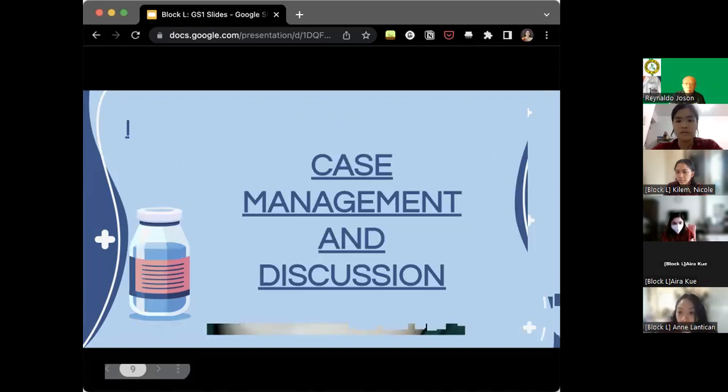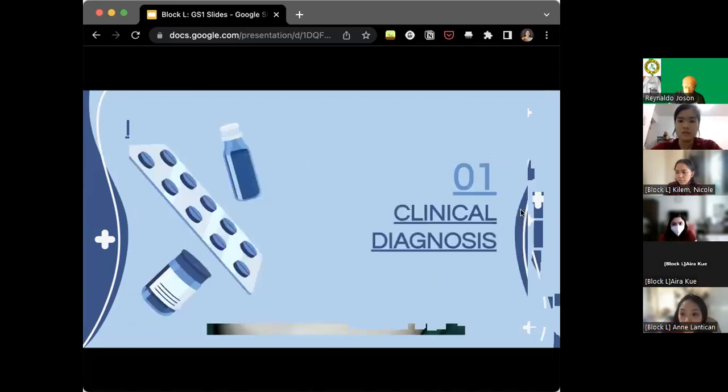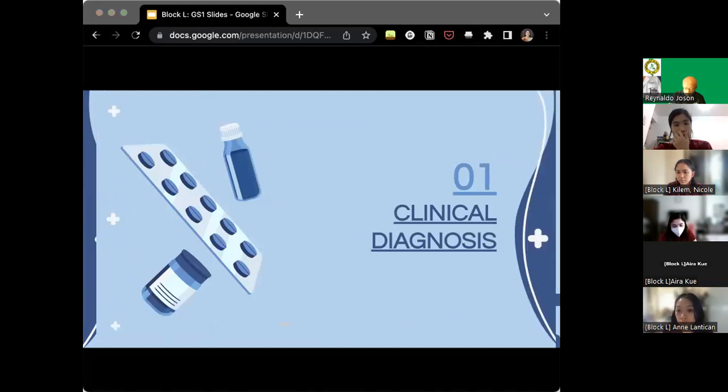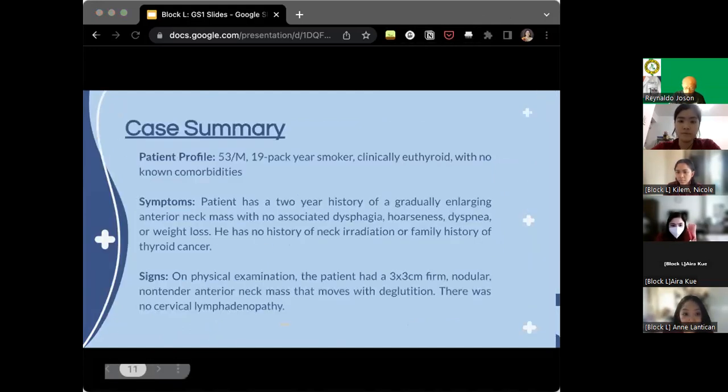So moving on, po, to the case management and discussion for this case. So first, starting, sir, with the clinical diagnosis. We have a case summary for our patient. So we have EDN, a 53-year-old male, 19-pack-year smoker, clinically euthyroid with no known comorbidities, presenting with a 2-year history of a gradually enlarging anterior neck mass with no associated dysphagia, hoarseness, dyspnea, or weight loss. So no signs of obstructive or metastatic symptoms, with no history of neck irradiation or family history of thyroid cancer. On physical examination, this patient had a 3x3 centimeter firm, nodular, non-tender anterior neck mass that moves with deglutition. There was no noted cervical lymphadenopathy.